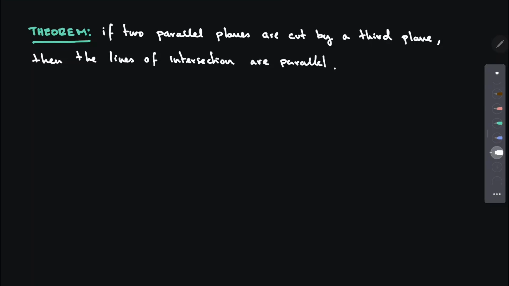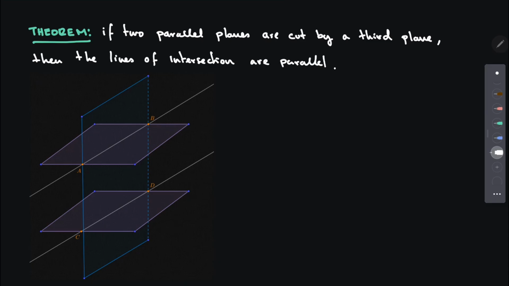Okay, so this is the continuation after our first video in which we were talking about parallel lines and some definitions were established. The first theorem is: if two parallel planes are cut by a third plane, then the lines of intersection are parallel. So let's try to translate this into a figure, into a picture.